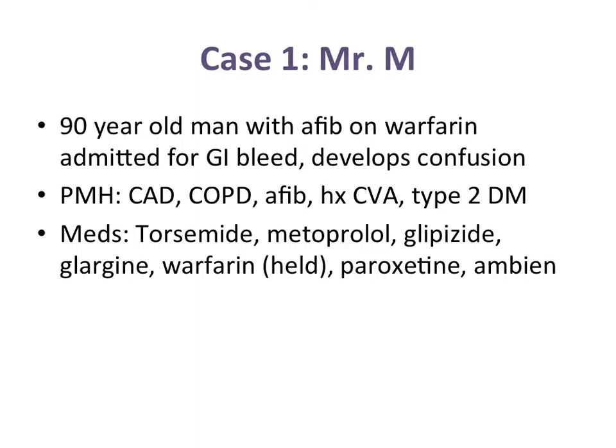This was Mr. M, a 90-year-old man with atrial fibrillation on warfarin, admitted for a GI bleed. He was transfused in the intensive care unit and is stable, but is now your patient on the ward and you are called for new confusion. His past medical history is remarkable for coronary artery disease, COPD, atrial fibrillation, a history of a CVA in the past, and type 2 diabetes on insulin. His medications include torsemide, metoprolol, glipizide, glargine, paroxetine, and Ambien. His warfarin is being held.